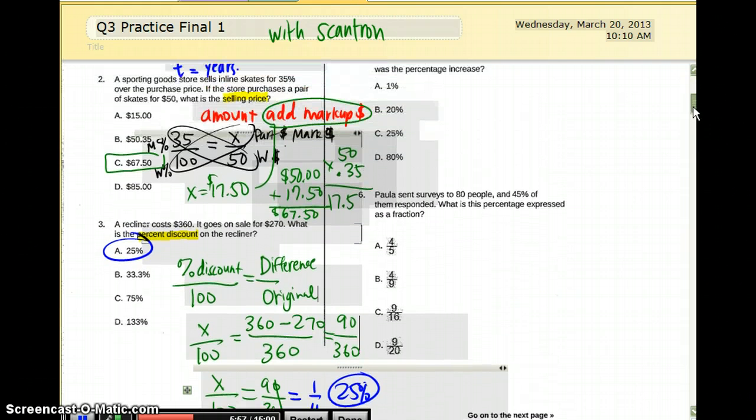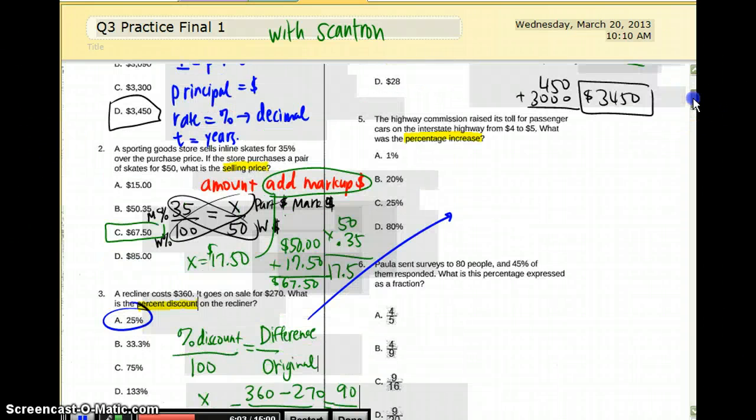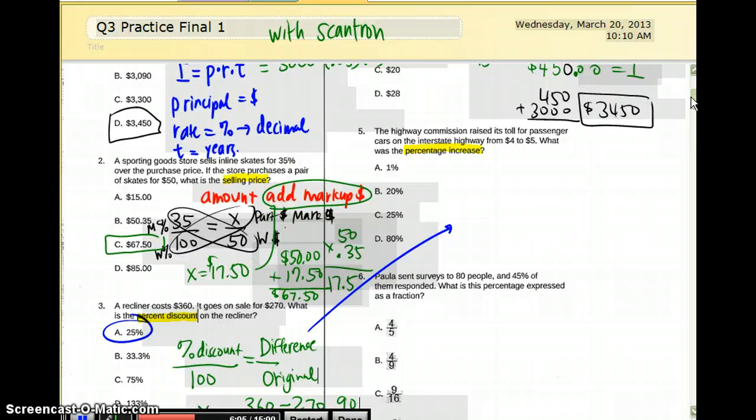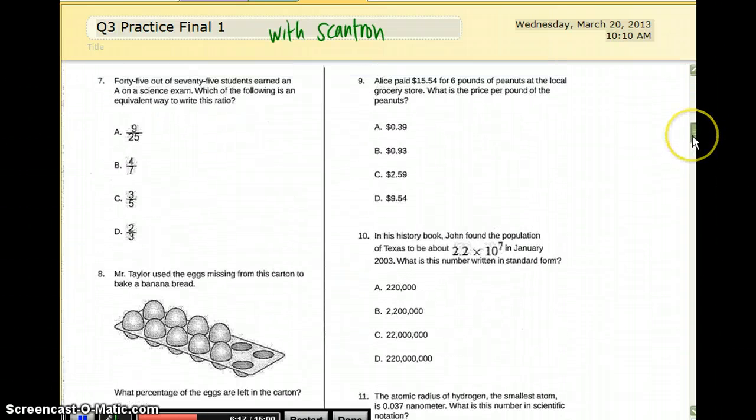And when you work on number 5, it is the same formula. It's just asking for percent increase. So instead of the price dropping, it's increasing. So again, you would still have to do the percent over 100 equals the D over O, difference over original. I'm not going to do that one, and I'm going to skip number 4 as well as number 6.